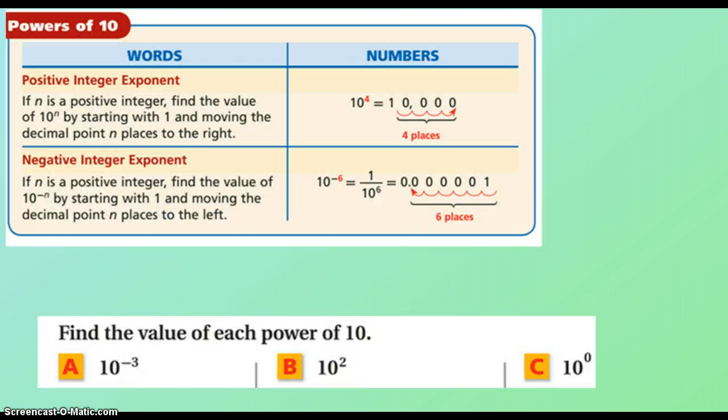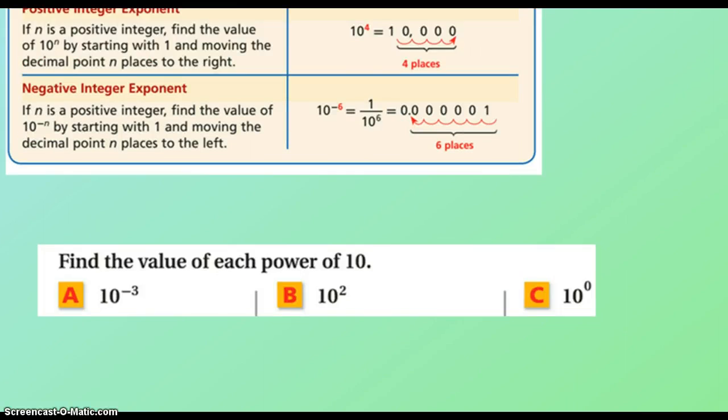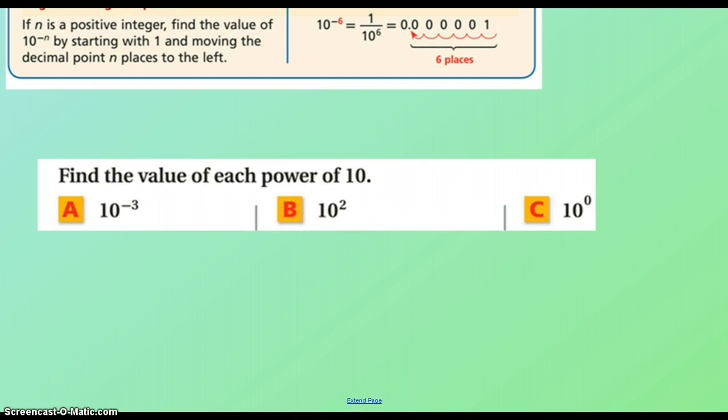Alright, so you can always start with 1, okay? So 1 times anything doesn't change anything. And this only works with powers of 10, but when you have a positive power of 10, you can move your decimal spot to the right. When you have a negative power of 10, you move your decimal spot to the left. So here's what this looks like. You always start with 1, so I could rewrite this as 1 times 10 to the negative third power.